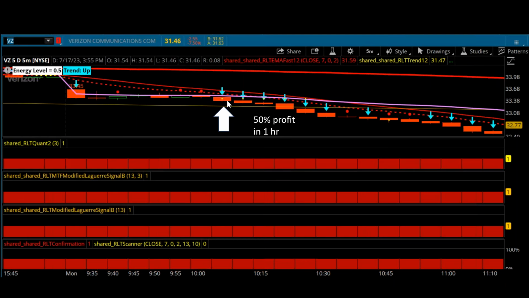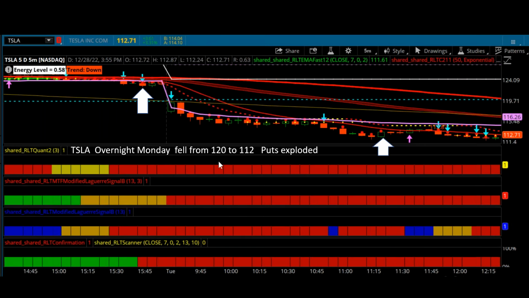And here's Verizon, 50% in an hour on an intraday trade as it breaks below the VWAP with a pop out of the box. Institutions are selling. Not hard to see. All right. And this was Tesla. This was one we had for an overnight trade.